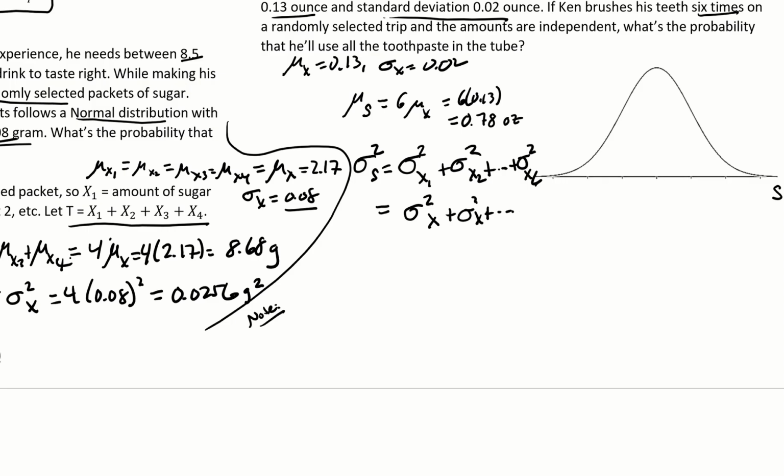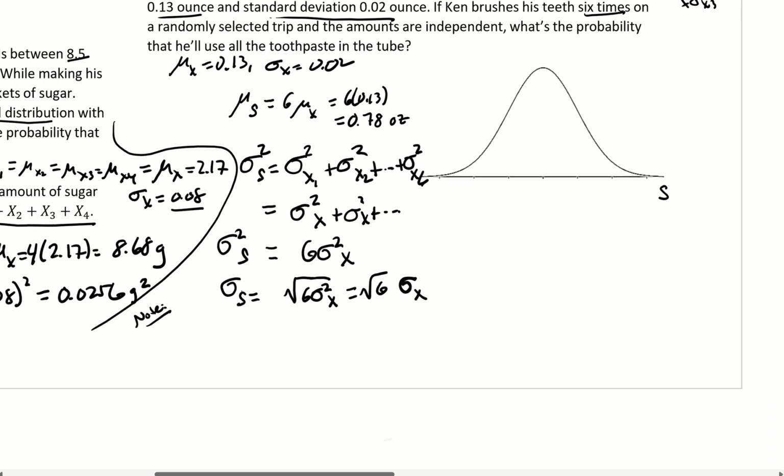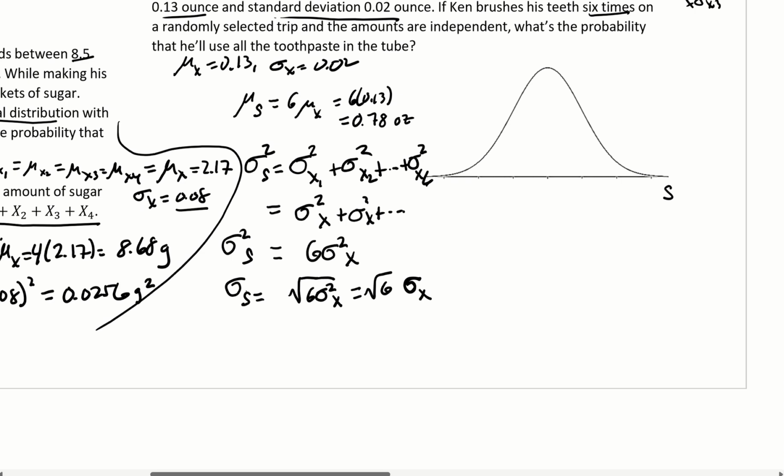So we can combine these into one standard deviation and get 6 sigma squared x. Now, if I take the square root of that, I get the square root of 6 times sigma x. You see that? Very different result: square root of 6 versus 6. Be very careful with that, guys. It's a deceptively simple mistake to make.